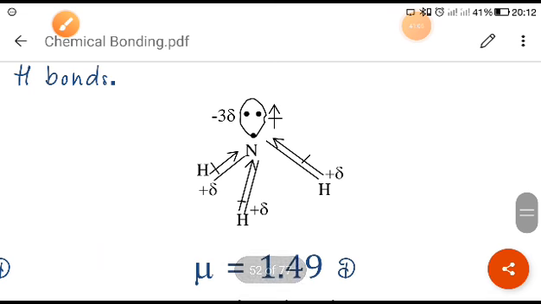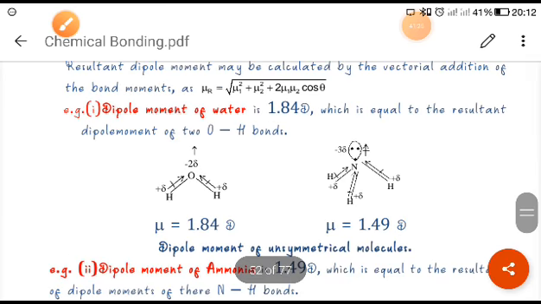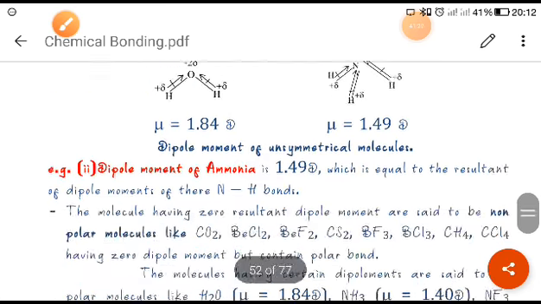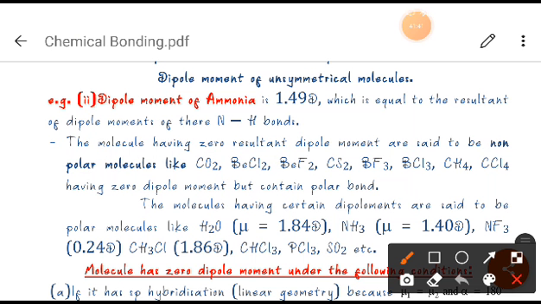For this also, as you can see, this is NH3, where nitrogen is more electronegative, so the dipole moment is here. For this the electron shift is here, the electron will shift like this, right? So the net dipole moment will be like this, right? As you can see, the value is also given, 1.49 D, right? In case of ammonia it is 1.49 D, which is equal to the resultant of the dipole moments of the nitrogen and hydrogen bonds, right?